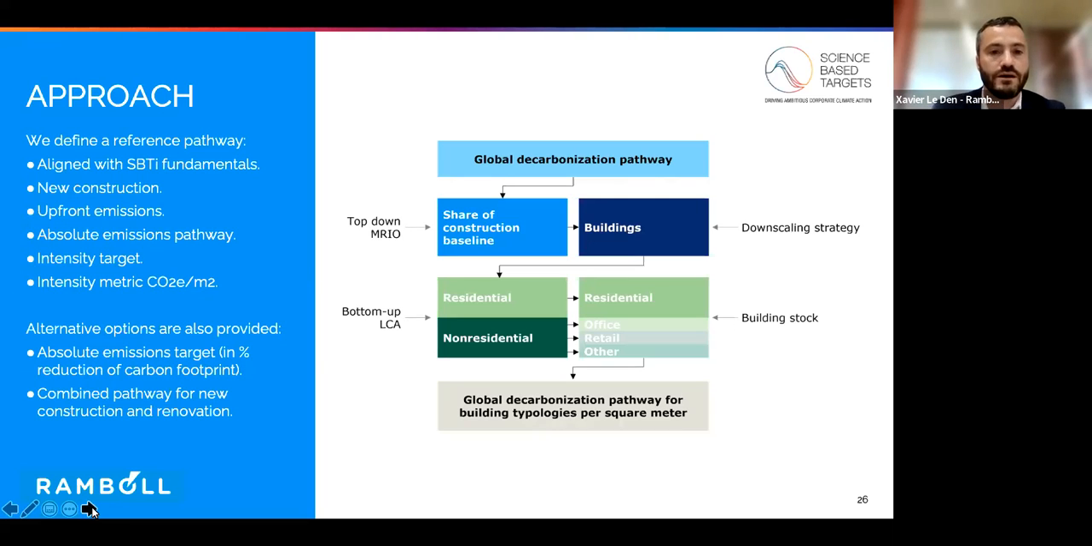The approach is definitely top-down. So we use a multi-regional input-output model to derive from the global decarbonization pathway the pathway for buildings, through a downscaling strategy. We combine that with a bottom-up approach to be able to align with the current baseline, and second to be able to derive sub-pathways for different types of buildings. Maybe to mention as well that the reference pathway is indeed a pathway for intensity targets for upfront emissions for new construction, but we also have alternative options. We also deliver an absolute emission target and also a combined pathway for new construction and renovation.